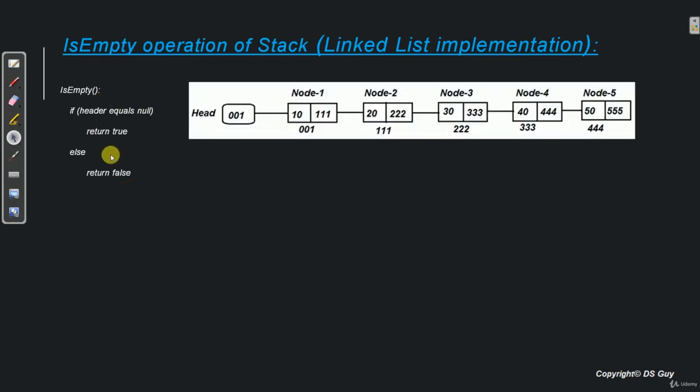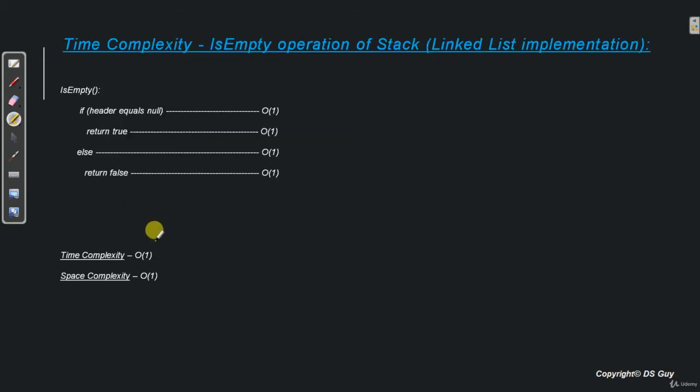Now if we see the time and space complexity of this operation, it is very simple. Both of them will be order of 1, because neither are we using any extra space or any extra time for performing these statements. So both of them are order of 1.